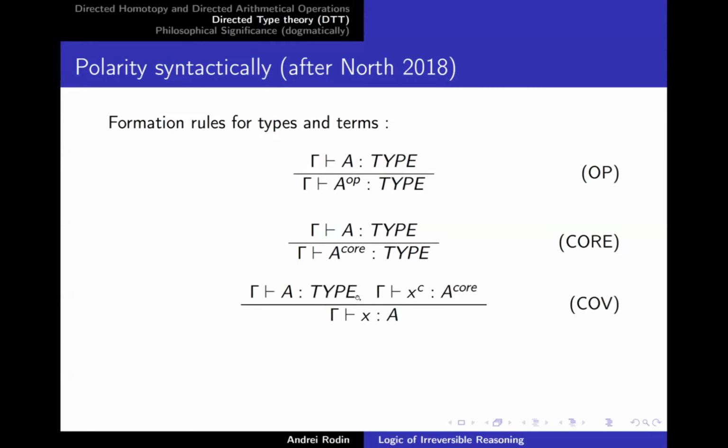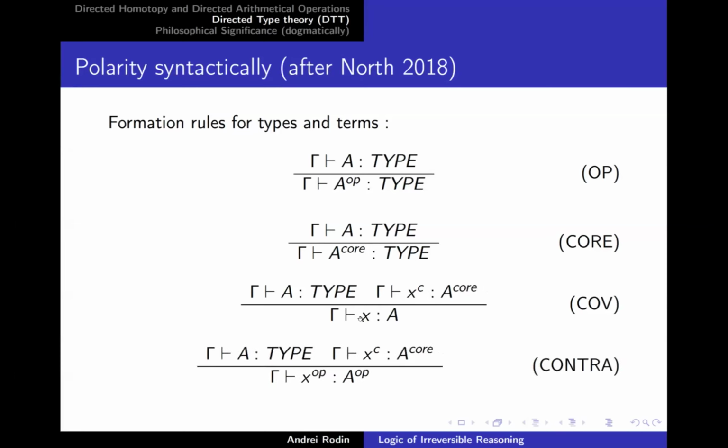And then I actually changed her notation a little bit, but otherwise it's just the same. So if we have a term which belongs to this core, something reversible, then there is a corresponding term in our A. It's all formation, the same for contravariant, and then we have, right, these are what she calls functions, which connect A core and A op, okay?